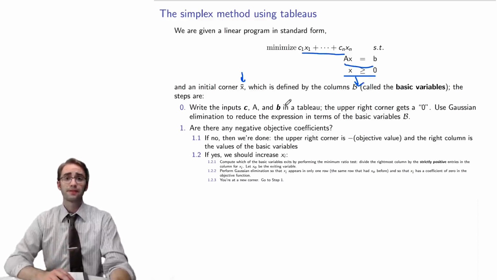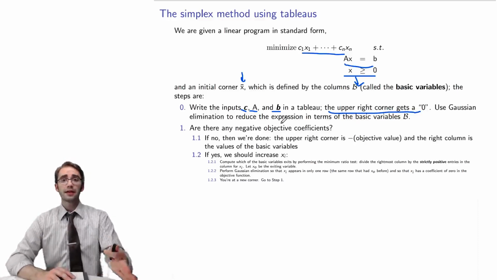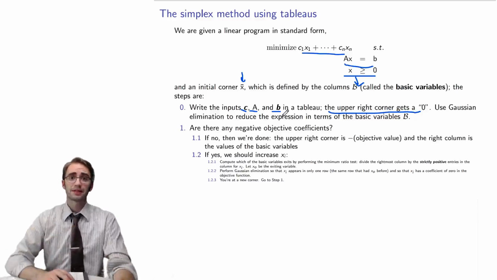Okay, so what's the first step that you do? Write the input C in the top row of the tableau, write the coefficients A in the tableau, and write B in the tableau. And the upper right corner gets a 0. You'll see what that means in just a minute. You use Gaussian elimination to reduce the expression in terms of those basic variables. And then once you do that, you just repeat this same process that we've been doing.